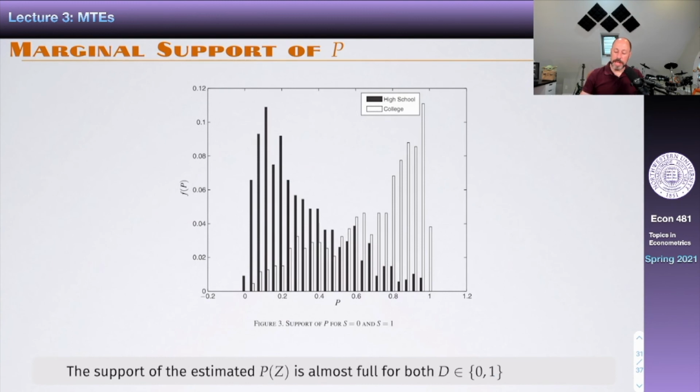However, when you look at the unconditional propensity score for high school and college students, you have here the black bars and the white bars. And it's true that there are areas with low probabilities, but there is still mass pretty much everywhere. Right? It's a lot better. So the support of the estimated propensity score is almost full for both D0 and D1. Okay?